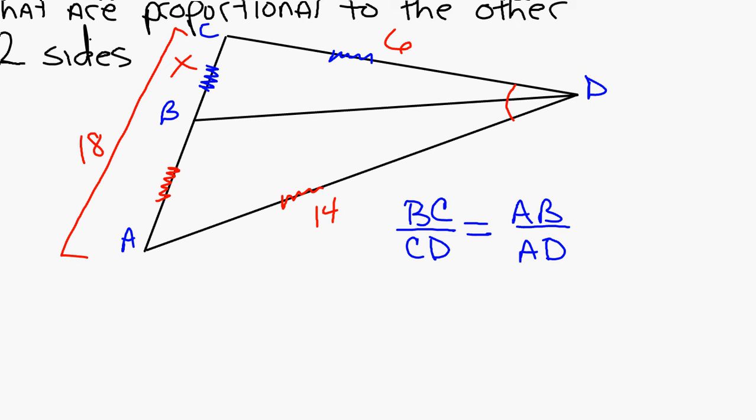Oh, this is going to be fun. So, what's the proportion going to be? X over 6. X over 6 equals? Well, these aren't equal to each other. What's AB equal to? Well, if this is 18, how would you find A to B?